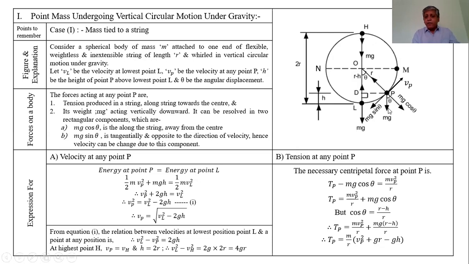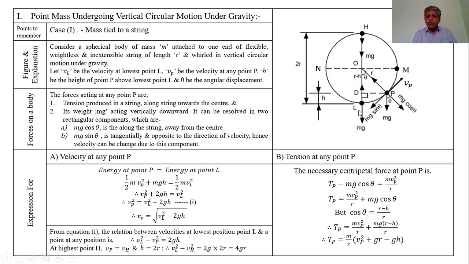The energy at point P has kinetic energy as well as potential energy, which is equal to half m Vp square plus potential energy mgh. This is the energy at point P.